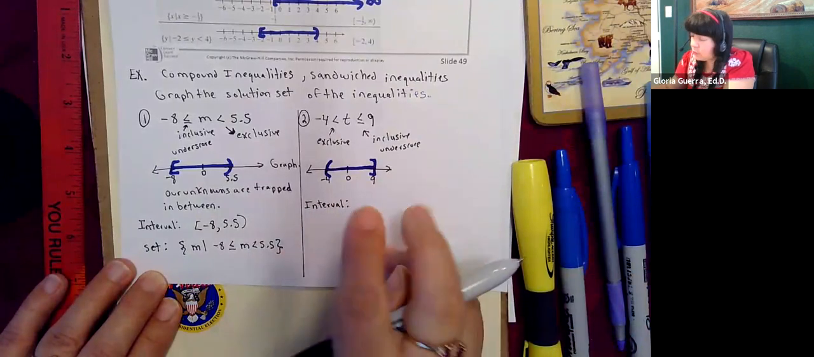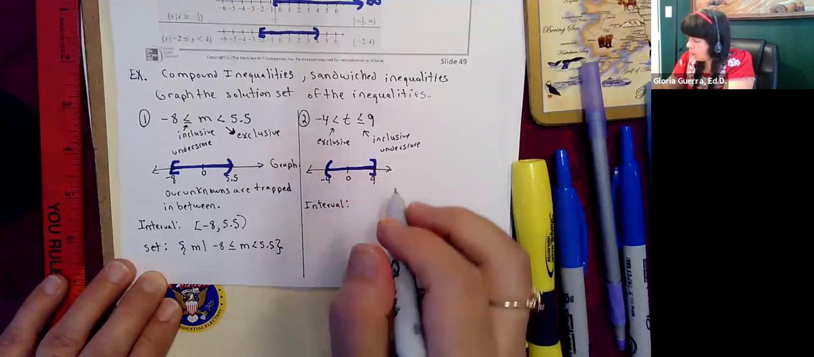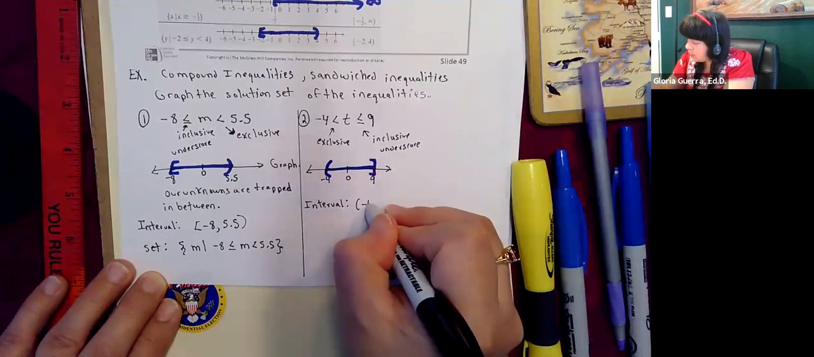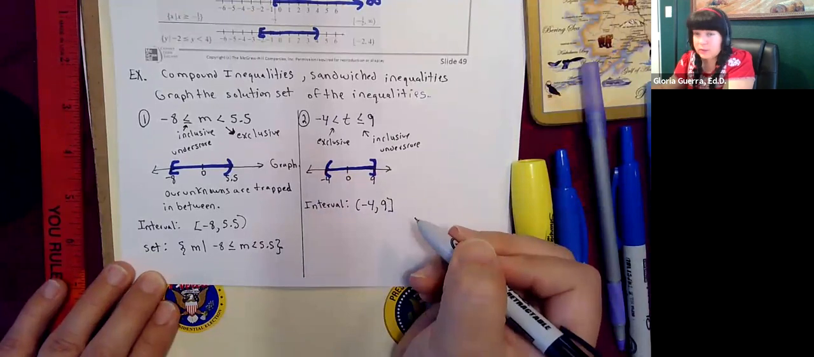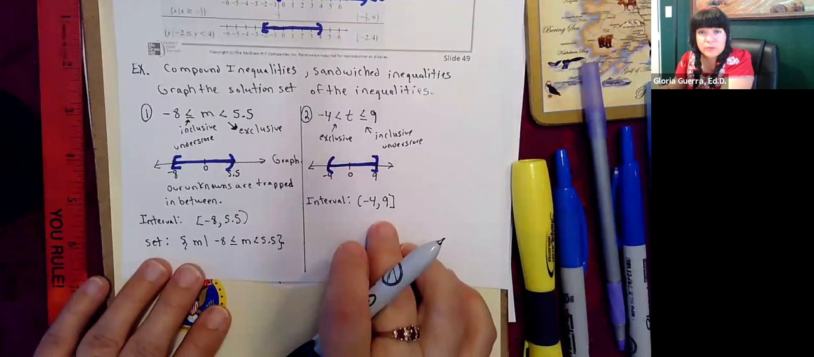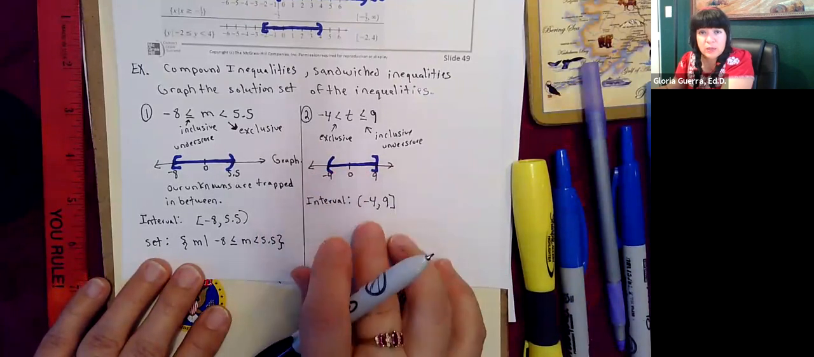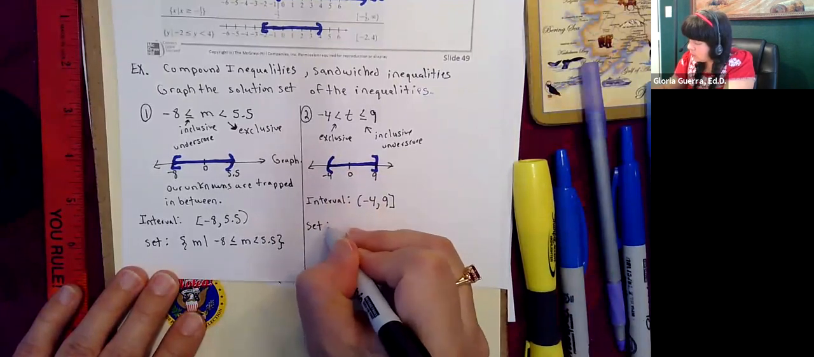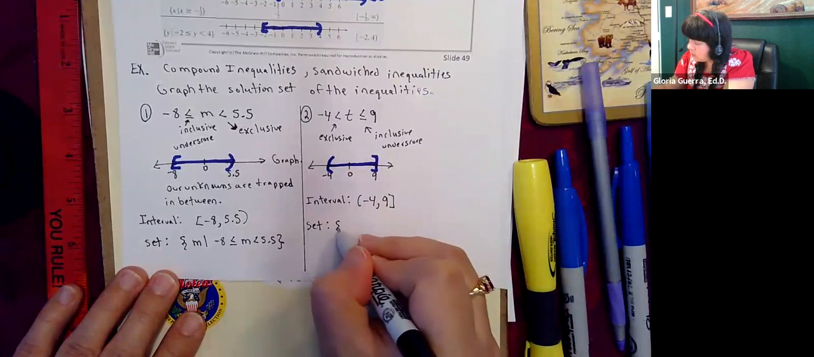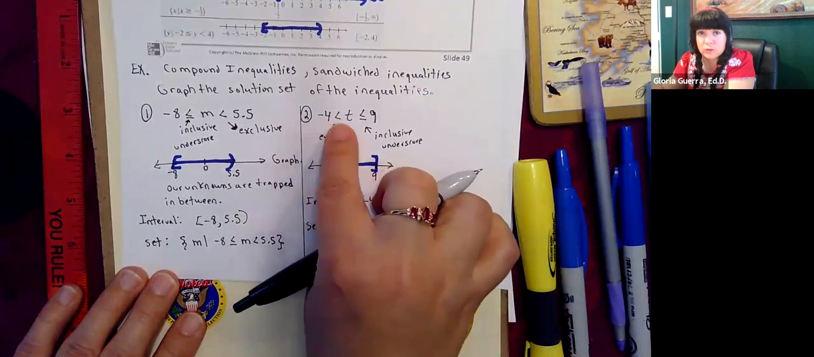And then your interval read from left to right. So you have parentheses, -4, comma, and you have 9 bracket. Okay, it's a mini snapshot of the graph from left to right of what's highlighted. And then your set, curly braces, T, such that, and then you write all the solution down.